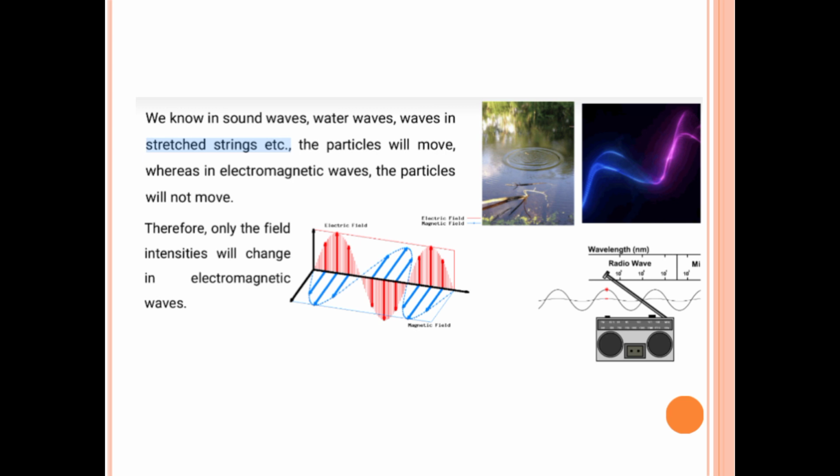We know that in sound waves, water waves, waves in stretched strings, etc., the particles move, whereas in electromagnetic waves, the particles do not move. Only the energy is transferred, but the particles cannot be moved. This is the speciality of electromagnetic waves. Therefore, only the field intensities will change in electromagnetic waves. The figure related to electromagnetic waves is given; radio waves and water waves are shown there.